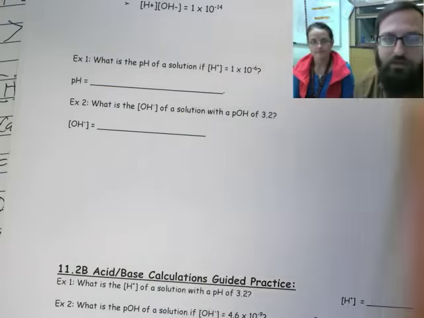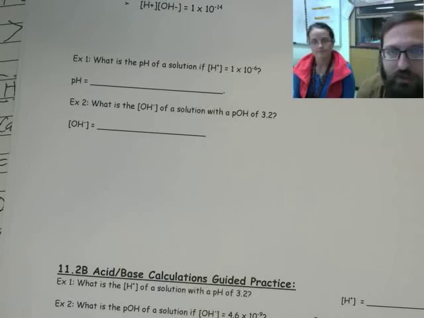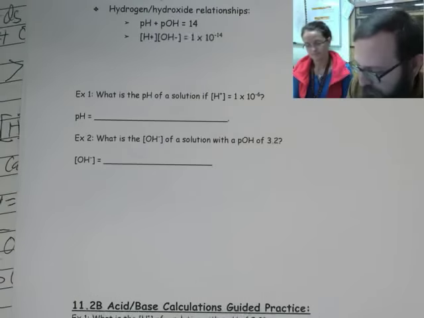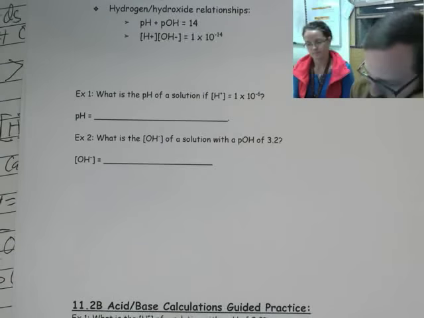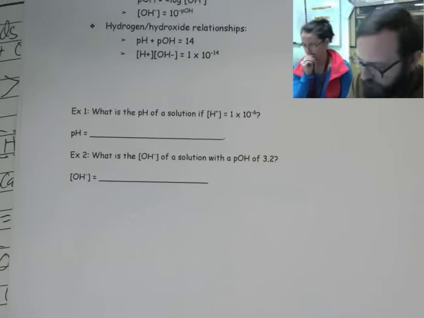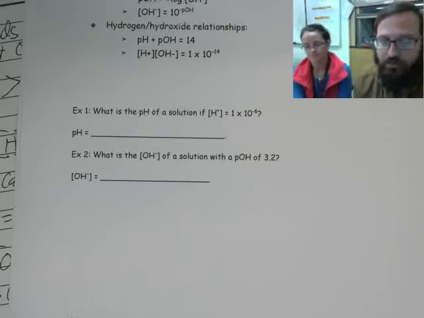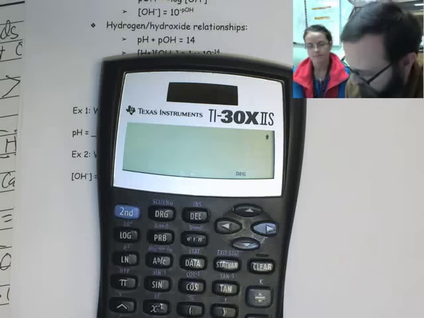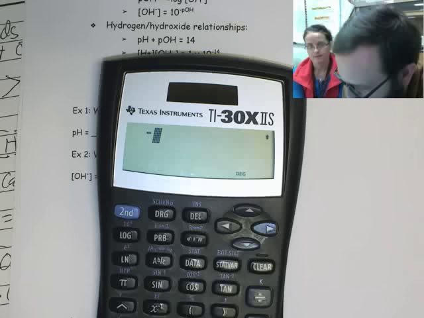Okay. So it says, what is the pH of a solution if the H plus concentration is 1 times 10 to the negative 6? Okay. So if I'm solving for my pH, I said we do the negative log of your H plus concentration. So all I do is turn on my calculator and take the negative, and where's my log button? Right here is log, guys.